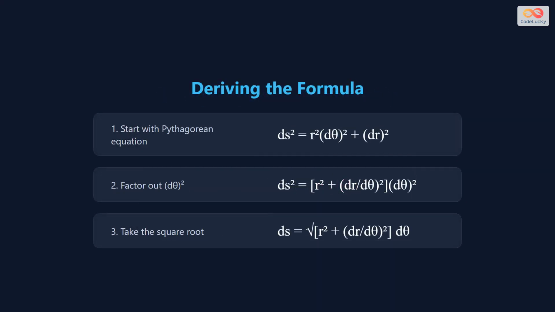To find a formula we can integrate, we perform a little algebra. We factor out d theta squared from the right side. Taking the square root gives us an expression for ds solely in terms of r, its derivative with respect to theta, and d theta itself.